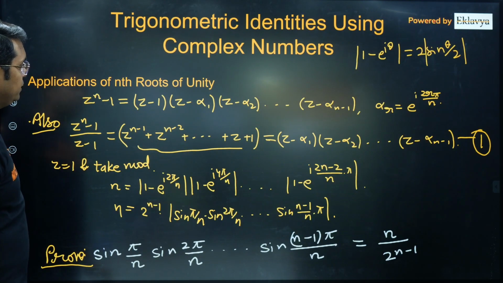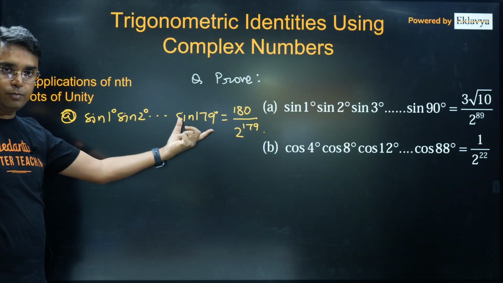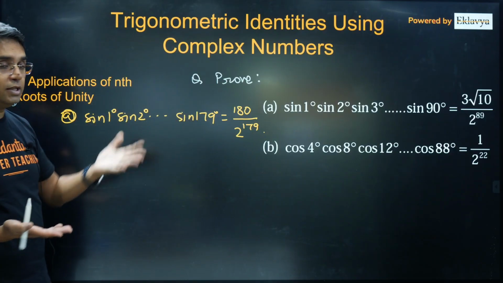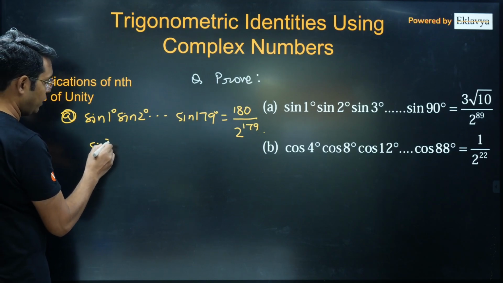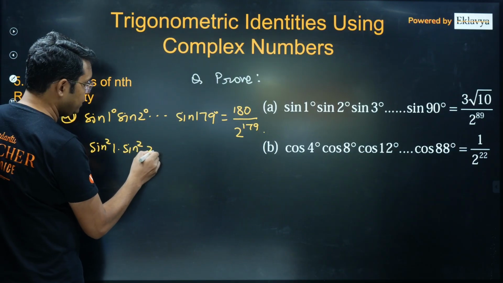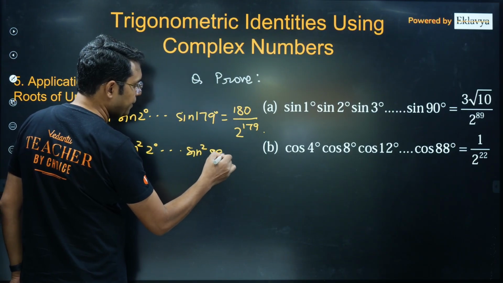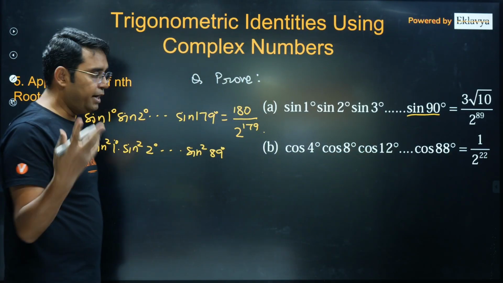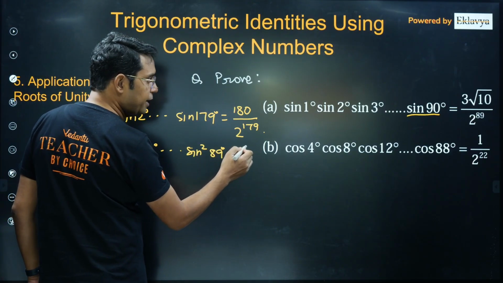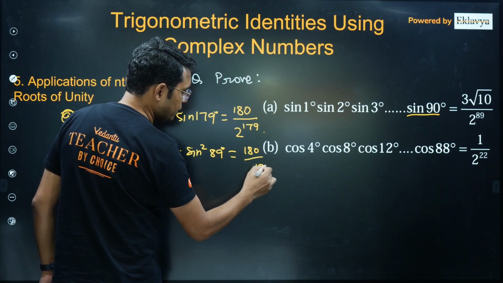Let me just check whether this is correct or not. Yeah, n upon 2 power n minus 1 for sine. In the case of sine also, we could have combined the first with the last because they have the same value. In fact, in this question, we have to do it. So sine 1 into sine 179 is like sine square 1. Similarly, sine square 2, and so on. It will be sine square 89 degree. And then sine 90 is 1, so we can leave it. In fact, here you can think that sine 90 was not there, and that will be equal to 180 upon 2 raised to the power 179.